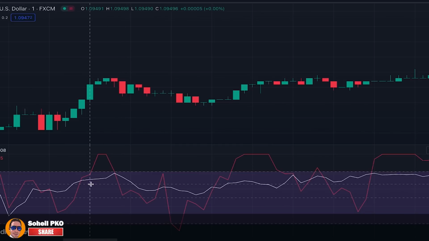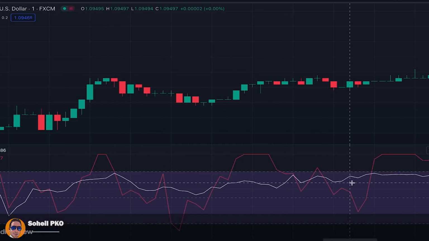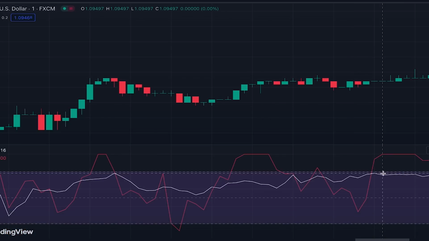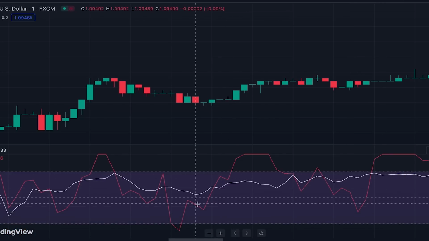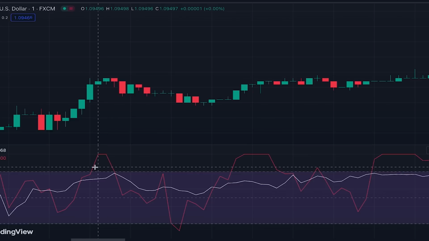We use the longer MFI, the white MFI, for identifying the current trend of the market. When it's above the center line, the market is trending up, and when it's below the center line, the market is trending down. And then with the help of the shorter MFI, the red MFI, we discover buy-sell signals.